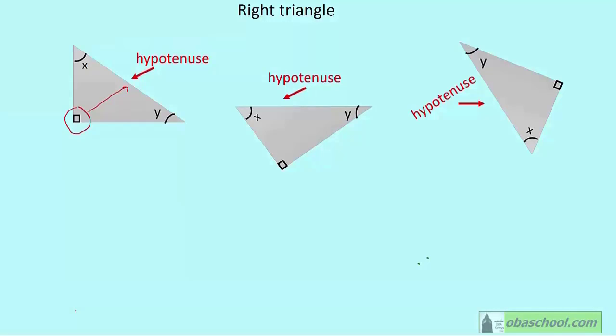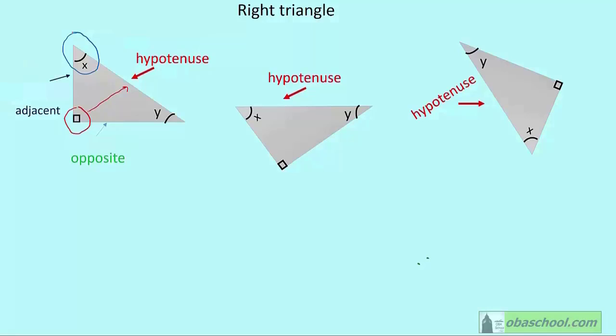Now let's look at the angle x. The side which is facing it is called the opposite. So the line facing the angle x is called the opposite. The side which is next to the angle x is called the adjacent. So we have the adjacent side.